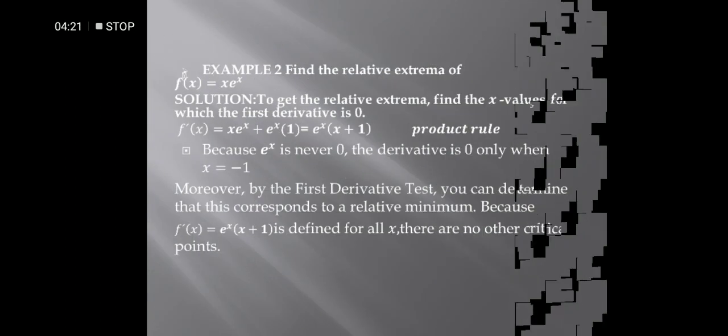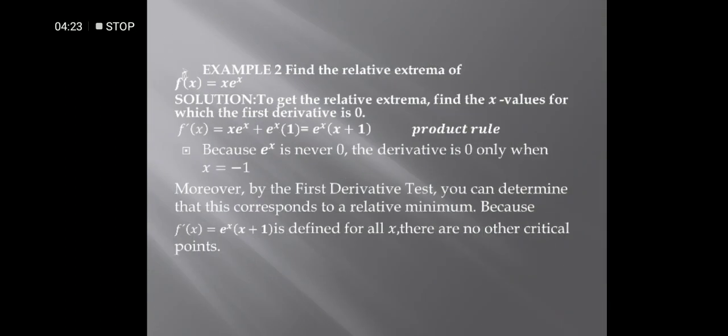Example number 2. Find the relative extrema of f of x equals x e power x. To get the relative extrema, find the x values for which the first derivative is 0. So our first derivative will be equal to x e power x plus e power x times 1. We will take e power x as a common factor, so we'll get finally e power x times x plus 1. Because e power x is never 0, the derivative is 0 only when x equals negative 1.